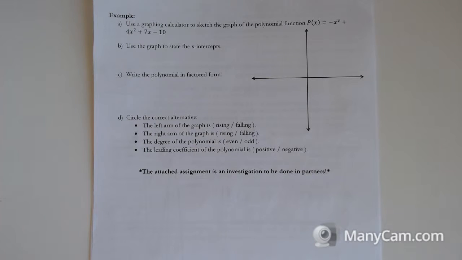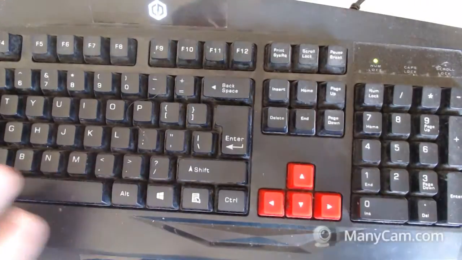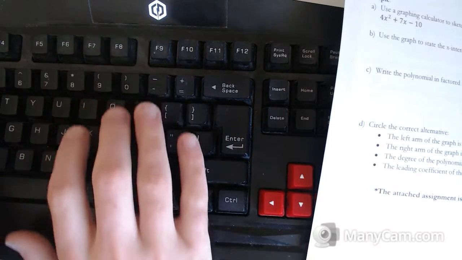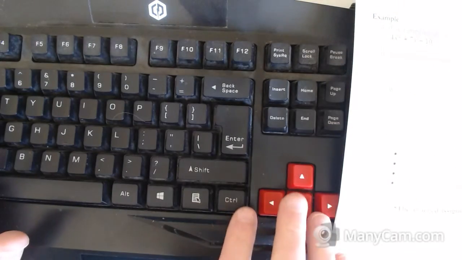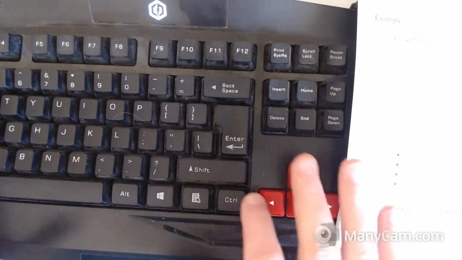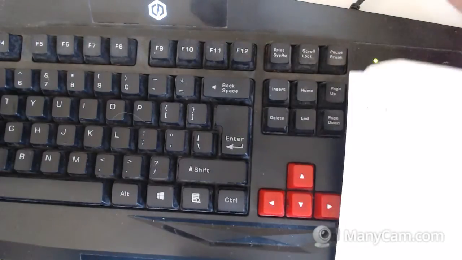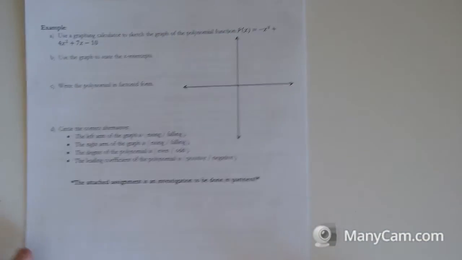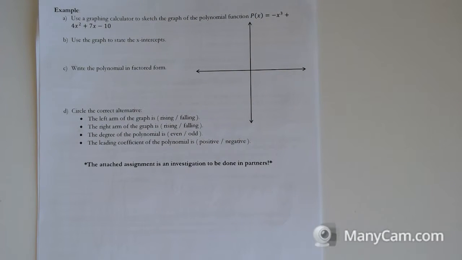Use a graphing calculator to sketch the graph of a polynomial function p of x equals -x cubed plus 4x squared plus 7x minus 10. Okay, so let's make a little graph of it. I'm going to bring up my Desmos. -x cubed plus 4x squared. So use your graphing calculator and try and draw a little sketch of this.